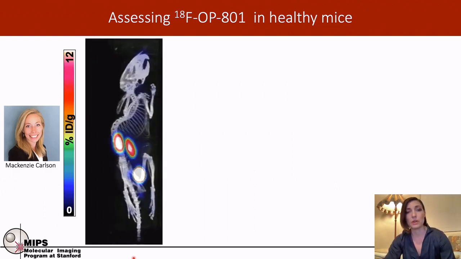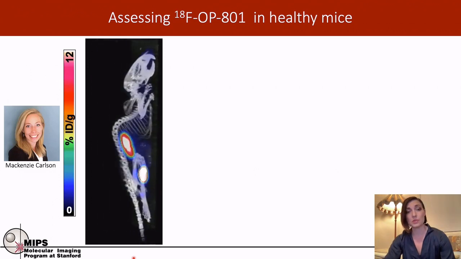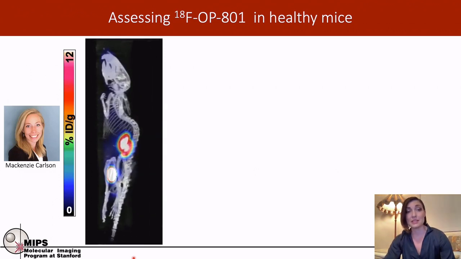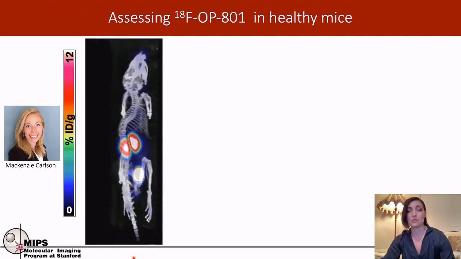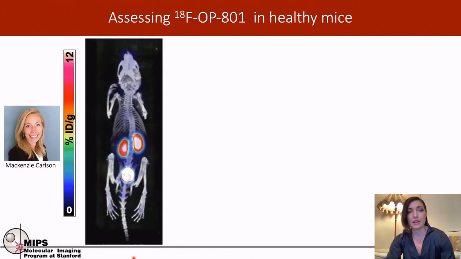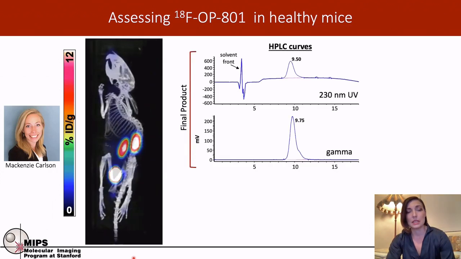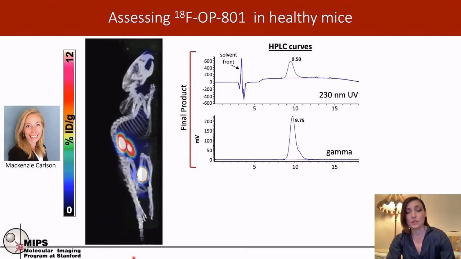So meaning that when there is no activated microglia or macrophages around, this entity just goes into the bloodstream and is eliminated very rapidly. And that it does happen very, very quickly. And you do not see signal anywhere else.